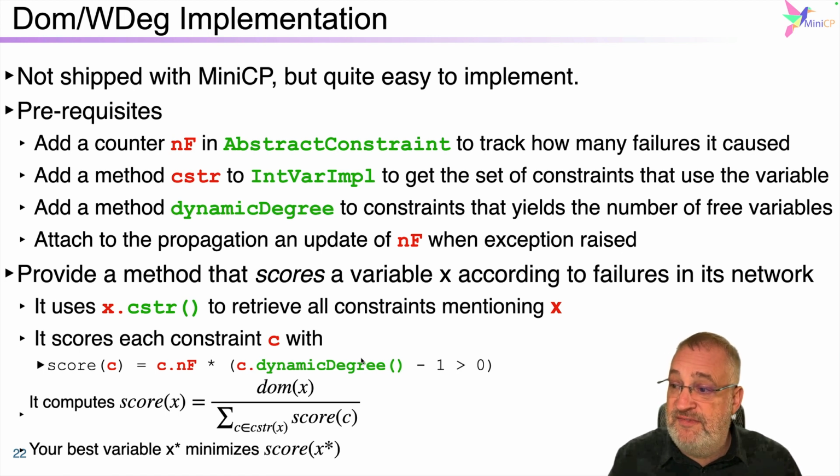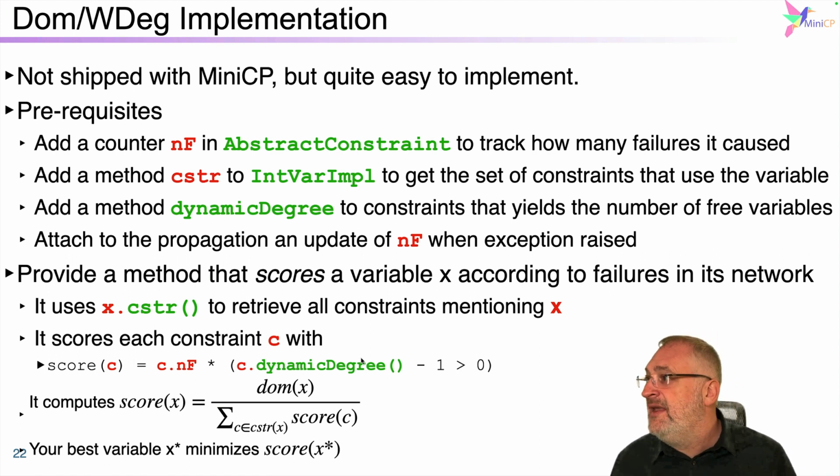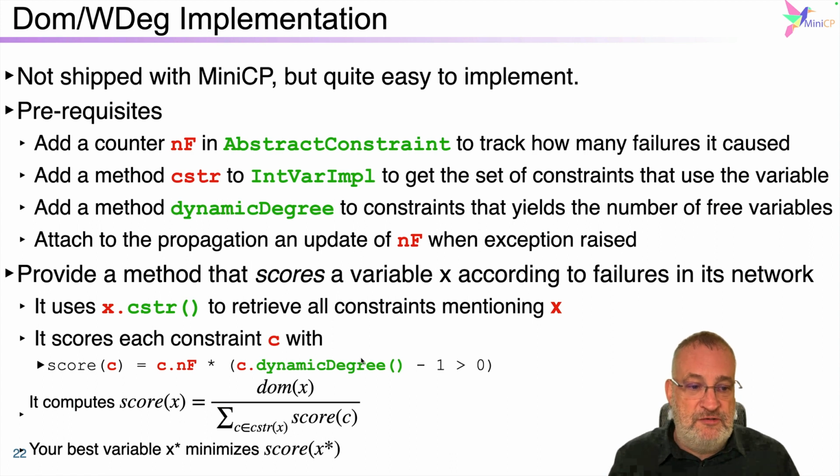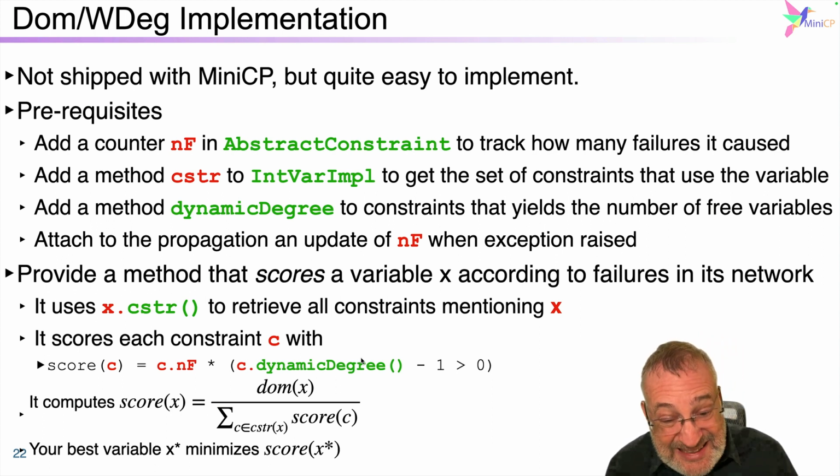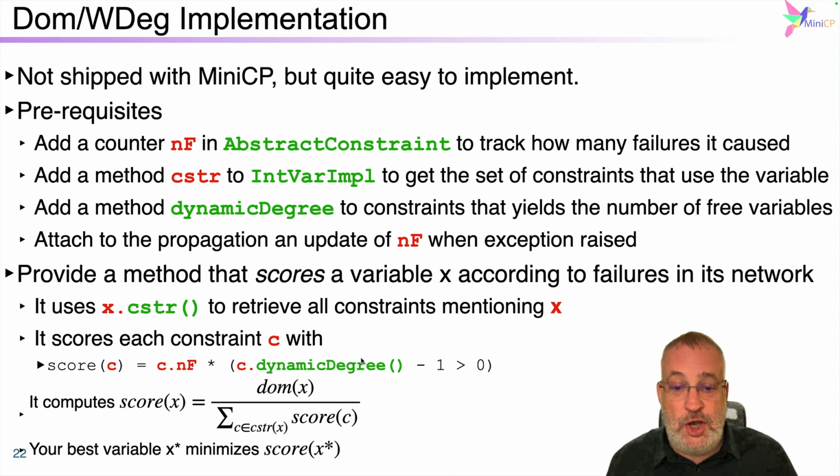The scoring method for a variable is based on the failures that are present in the network. So we're going to make use of x.cstr to retrieve the constraints of the variable x and be able to loop on them. And we're going to say that the score of a constraint is what? It's basically the number of failures multiplied by its dynamic degree, that is the number of unbound variables, minus 1, because we should have at least 1, and that should be positive. So if there is at least 1 unbound variable in the constraint, beyond the one that we're looking at, we're going to actually pick up the number of failures. That's the score of the constraint.